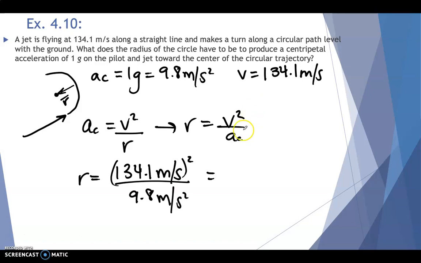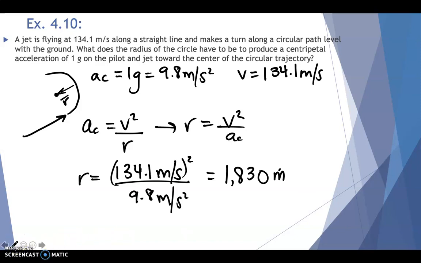And we get our radius must be 1,830 approximately. And this is in meters per second. Nope, this is in meters. Whoops, sorry. It's a radius. Okay, so it's in meters.